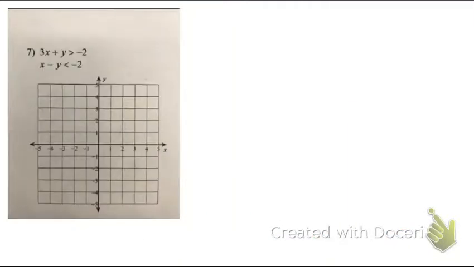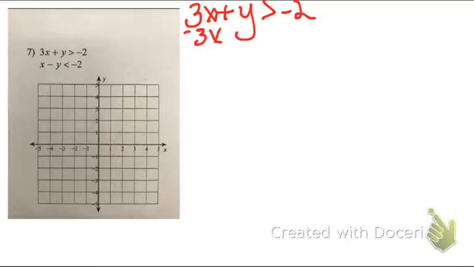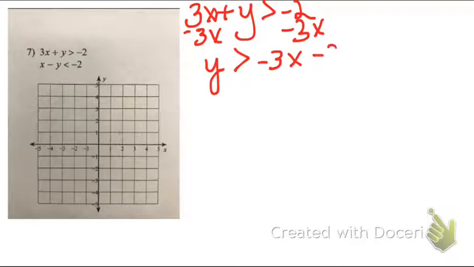Okay, and I'm going to go back into drawing mode. I have 3x plus y is greater than negative 2. So first thing I have to do is I have to isolate the y. So 3x plus y is greater than negative 2. So I got to get the 3x off of both sides. So I get y is greater than negative 3x minus 2. So I'm all set to go ahead and graph.